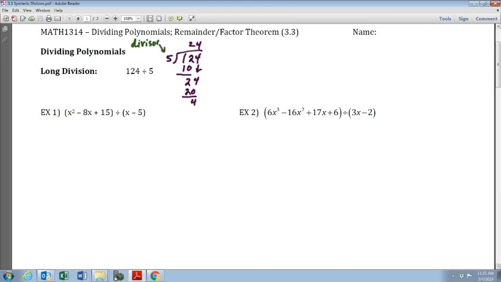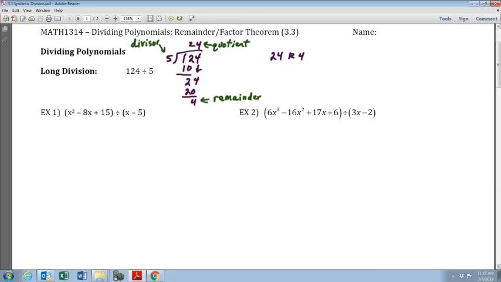Now I want to just discuss each of the parts. The 5 here is what we call the divisor. The answer that we got is the quotient, and our remainder here is 4. So if we were writing our answer out here, we would say the answer is our quotient 24 with a remainder of 4. At least that's the way you would have first learned.